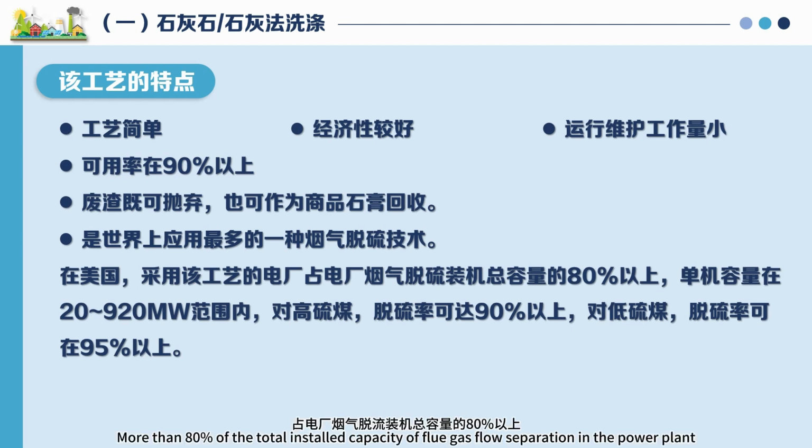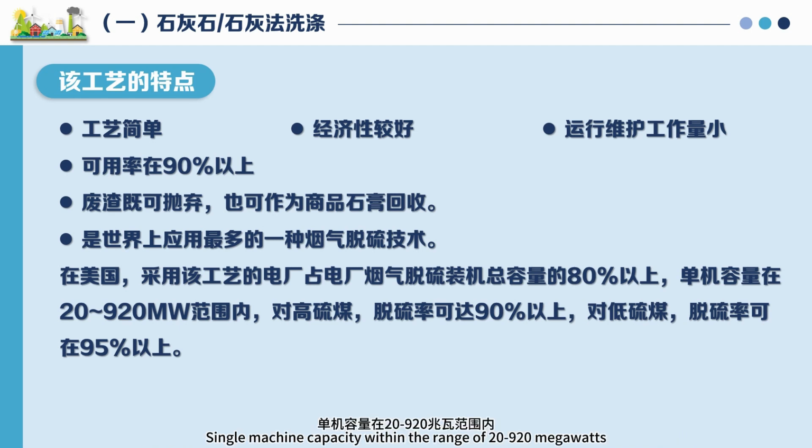Power plants using this process in the United States account for more than 80% of the total installed capacity of flue gas desulfurization in power plants. Single machine capacity is within the range of 20 to 920 megawatts. The desulfurization rate of high sulfur coal can reach over 90%.